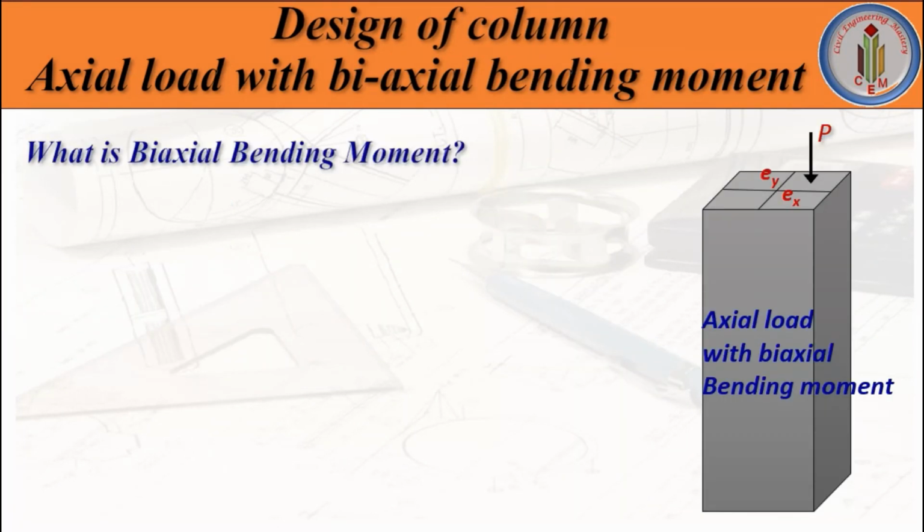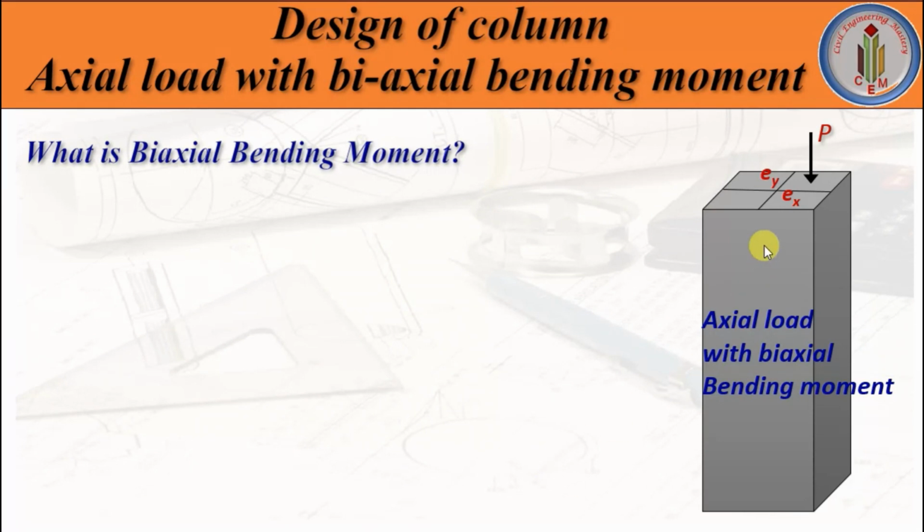First, let's see what is biaxial bending moment. I hope you all know what is concentric load and what is eccentric load. Let me tell you once again, if the load is acting on the center of gravity of the column, CG of the column, then that load is called concentric load, and if the load is acting away from the CG of the column, then it is called eccentric load.